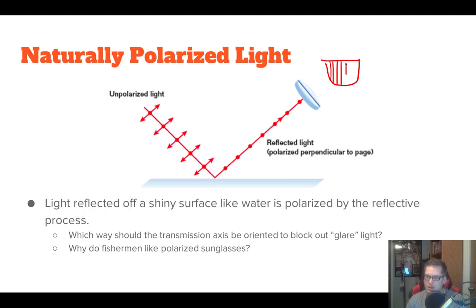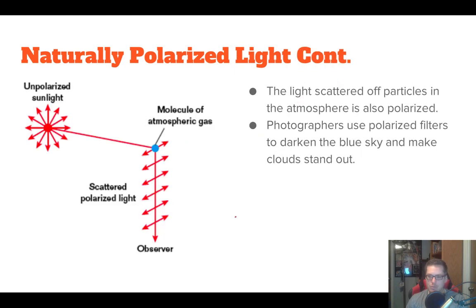If we designed our sunglass like this, then any light that came in like that, parallel to the ground, would automatically get blocked, because it can't make it through those transmission axes. Okay, and so fishermen like it because it blocks off that sun glare off the surface of the water, and so you can see the light that bounced off the fish instead of the light that bounced off the surface of the water.